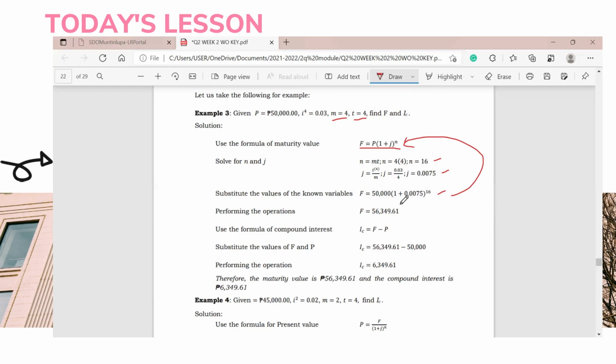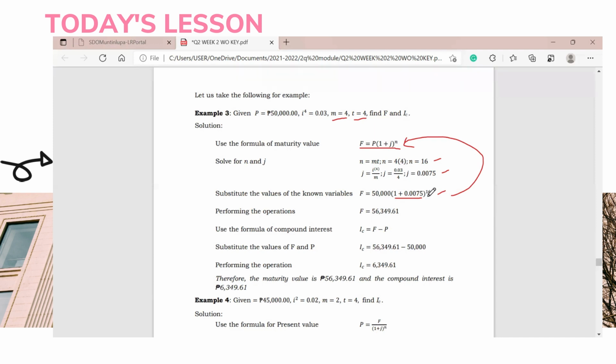Ang una mong ipa-plug in sa calculator ay ito muna. So, magiging 1.0075 tapos raised to 16. Mas maigi kung ang gagamitin mo ay scientific calculator. So, 1.0075 raised to 16, yan ay 1.126992114. Wala ka nang gagawin. Idiretso mo nang i-multiply yan sa 50,000. Hindi ka magra-round off. So, the future value is 56,349 and 61 centavo.